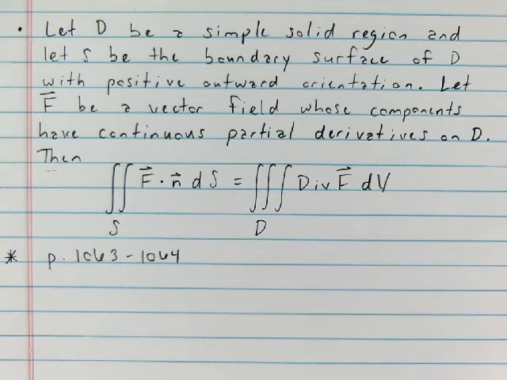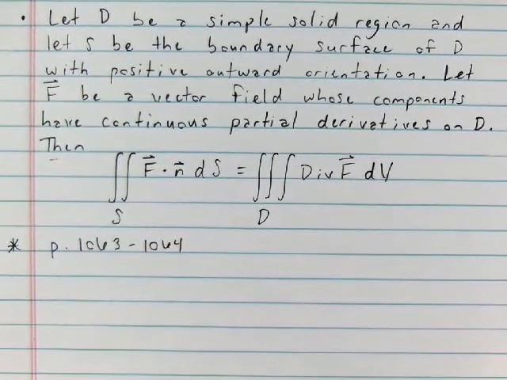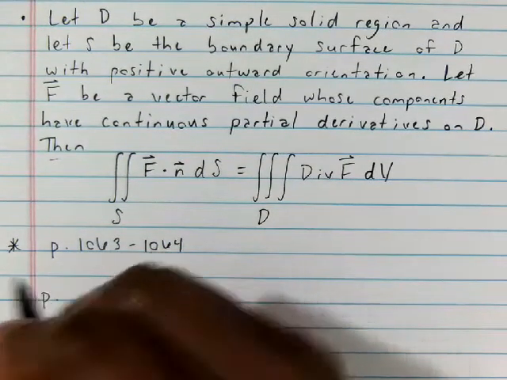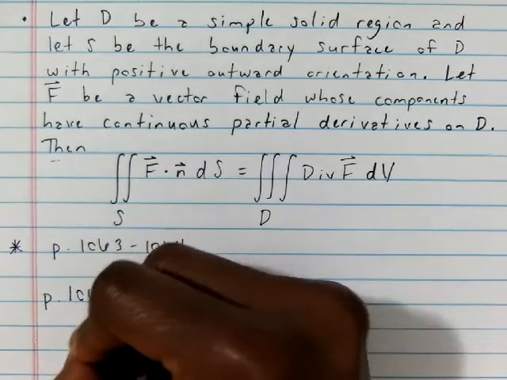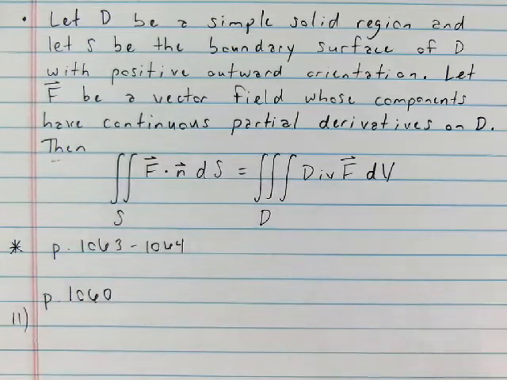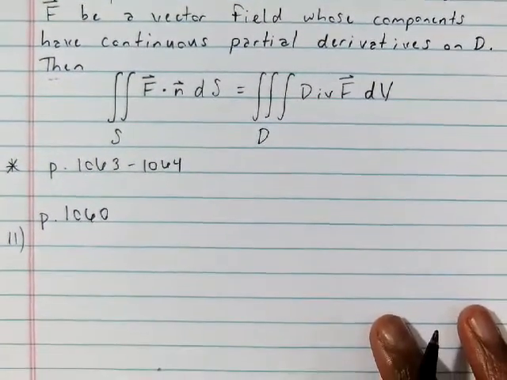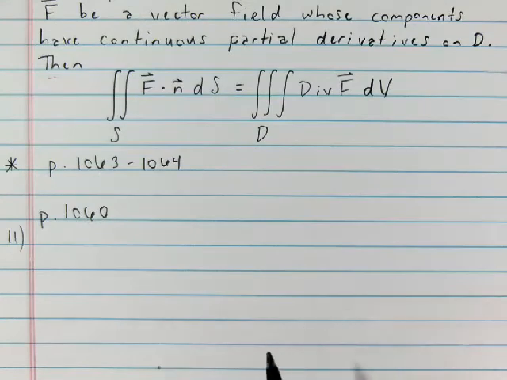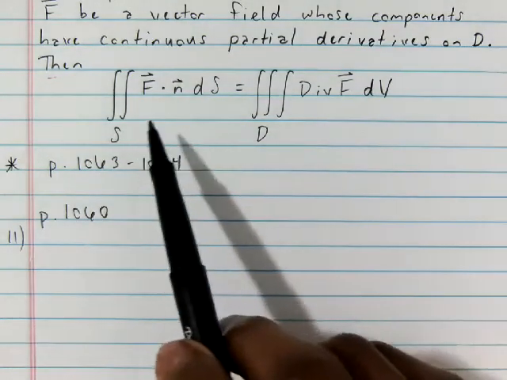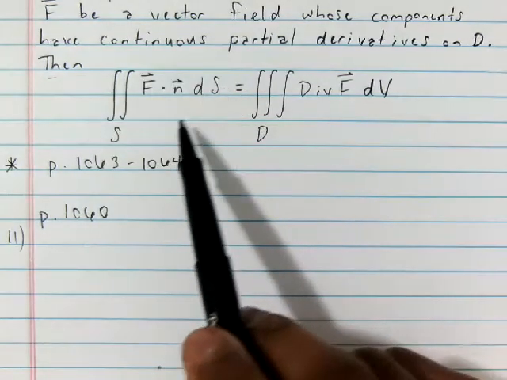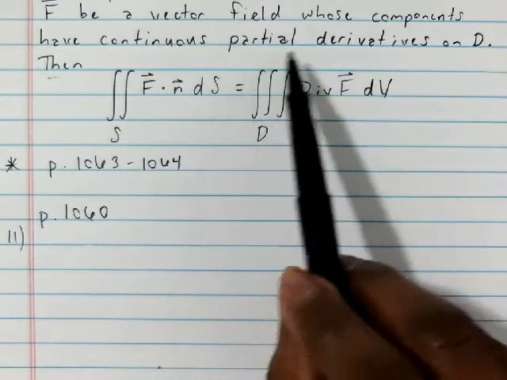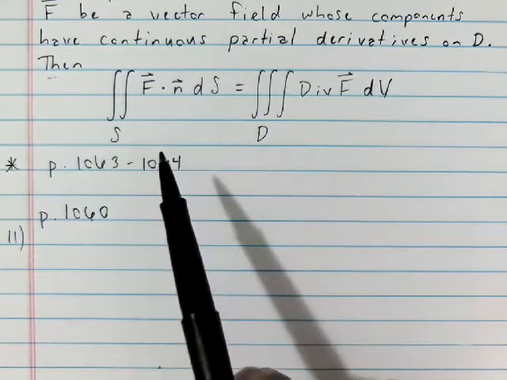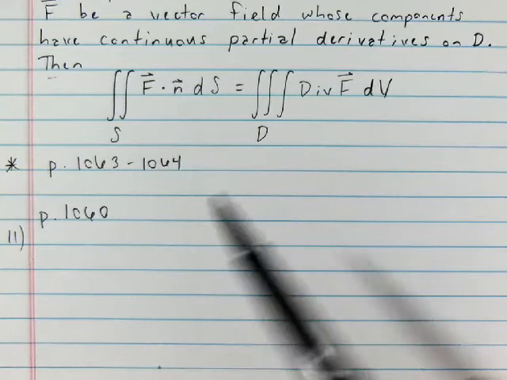All right, so we're going to now do an example. The example we're doing is on page, let's see, we're on page 1060. We're going to do number 11. And just like Green's theorem and Stokes' theorem, the divergence theorem is just saying if you're told to evaluate this and it's easier to do that, you can do that, or vice versa. If you're told to evaluate this and it's easier to do that, then you can do the surface integral instead of the triple integral. It goes either way.